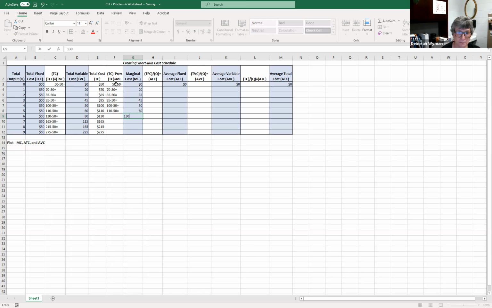130 minus, whoops, I'll get in the right column here. 130 minus 50 equals 80. Wait a minute, I'm doing the wrong thing here. Oh, sorry, let me start this over. I'm sorry, I'm getting all confused with my total cost.